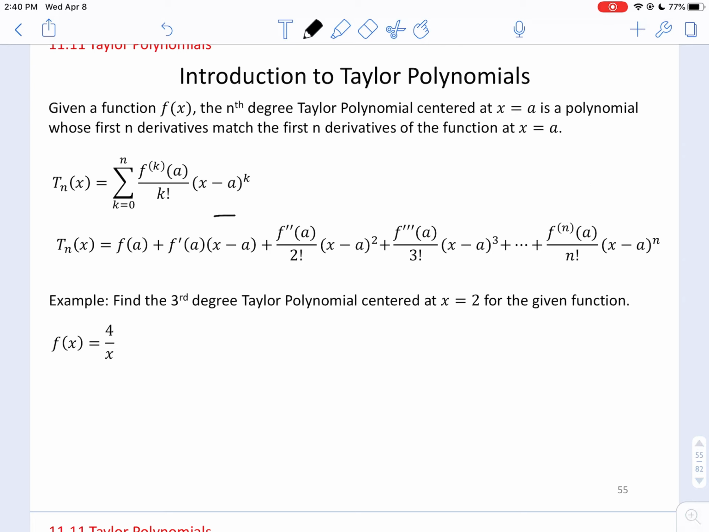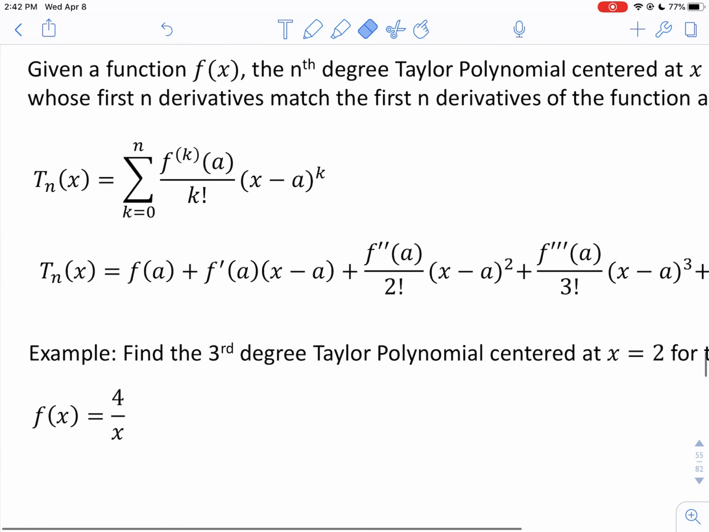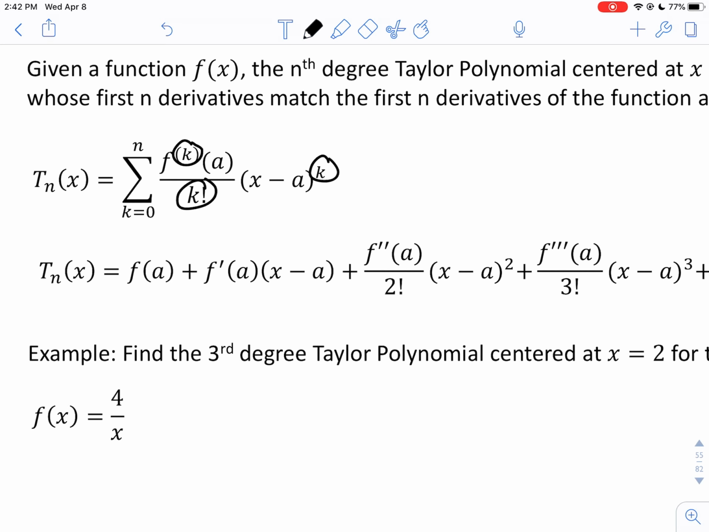Now, since this is really just a sum, you realize you can just write this whole sum using summation notation, which is what's written up here. So here's our sum. Here's where the derivative, the factorial, and the power, they're always k. K starts at 0 and it goes up to n.